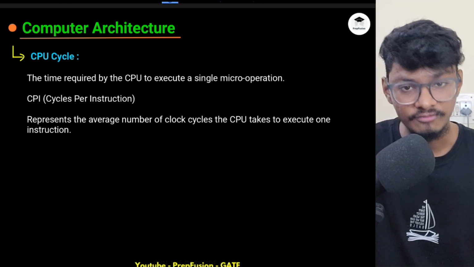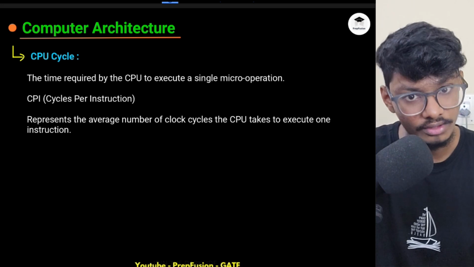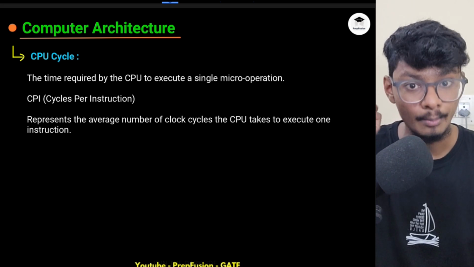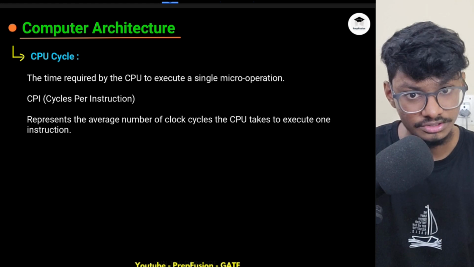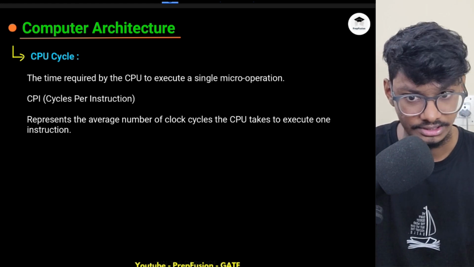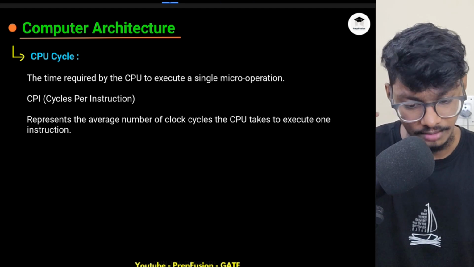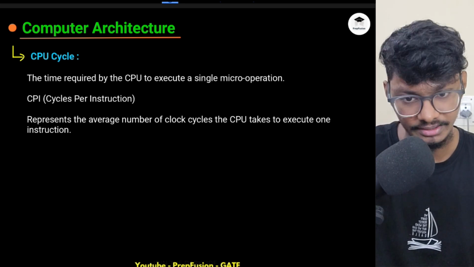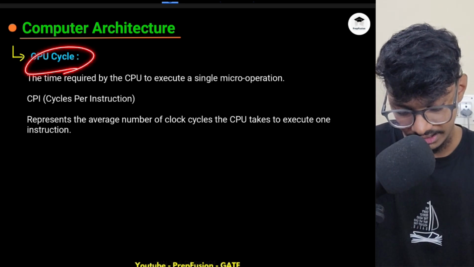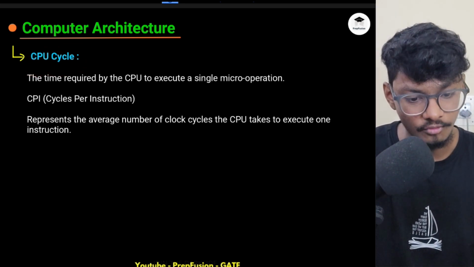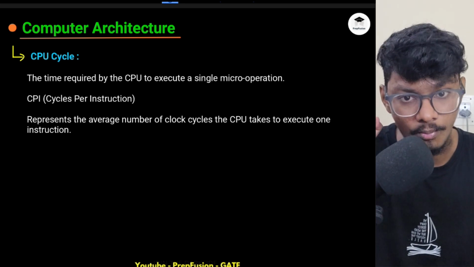Like I've already told you, the control unit sends a control word and the control word represents micro instructions. So the time required to perform each micro instruction is known as the CPU cycle. That is one cycle. I'm rephrasing my definition: the time required for the CPU cycle is exactly the time required to perform each micro instruction, each micro operation.